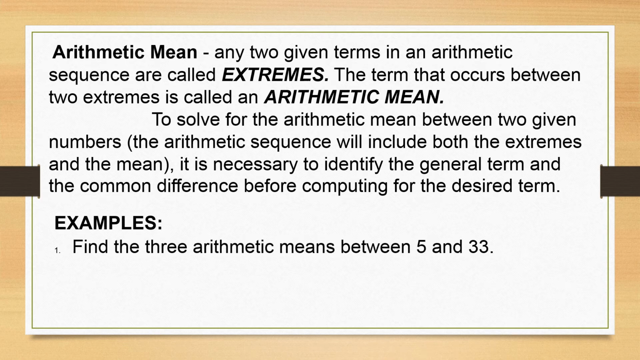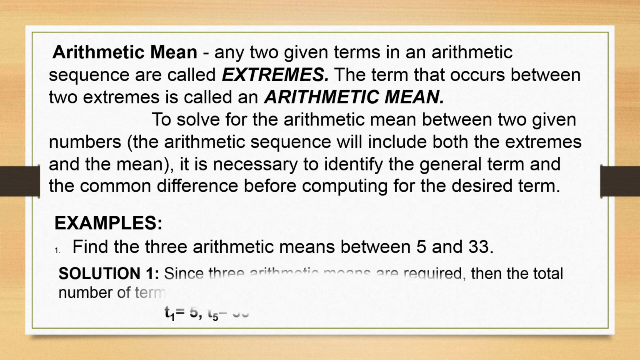Find the three arithmetic means between 5 and 33. As we observed, there are three arithmetic means between 5 and 33. So it means that n is equal to 5, meaning there are 5 terms in this given sequence, provided that t sub 1 is 5 and t sub 5 is equal to 33. Solution: since the three arithmetic means are required, then the total number of terms is 5, of course.